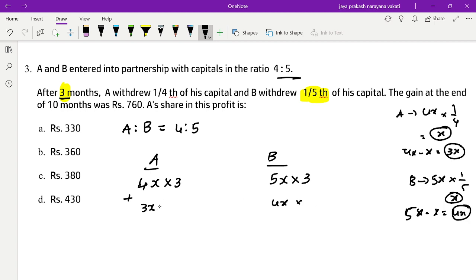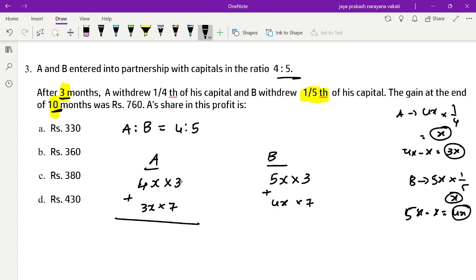Now for how many months? Just go through the later part of the question. The gain at the end of 10 months. So 10 months was given. Already the first 3 months investment we have calculated. So the remaining changed values of investment are invested for how many months? 7 months.